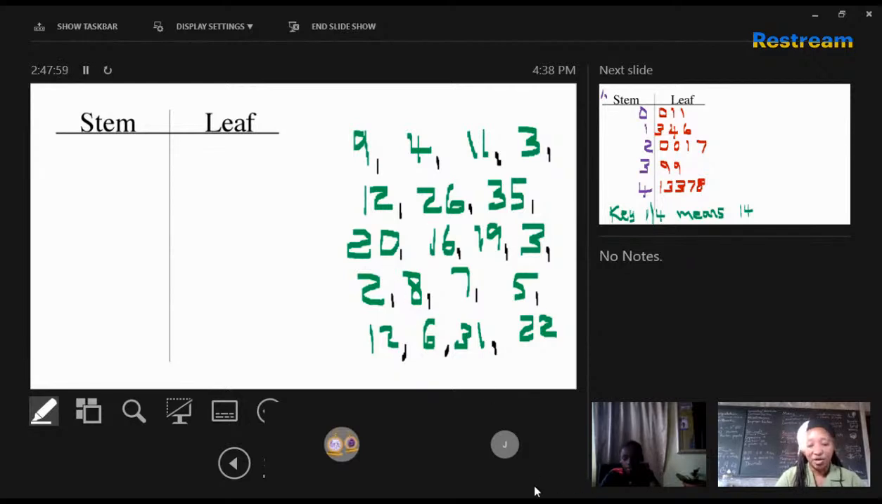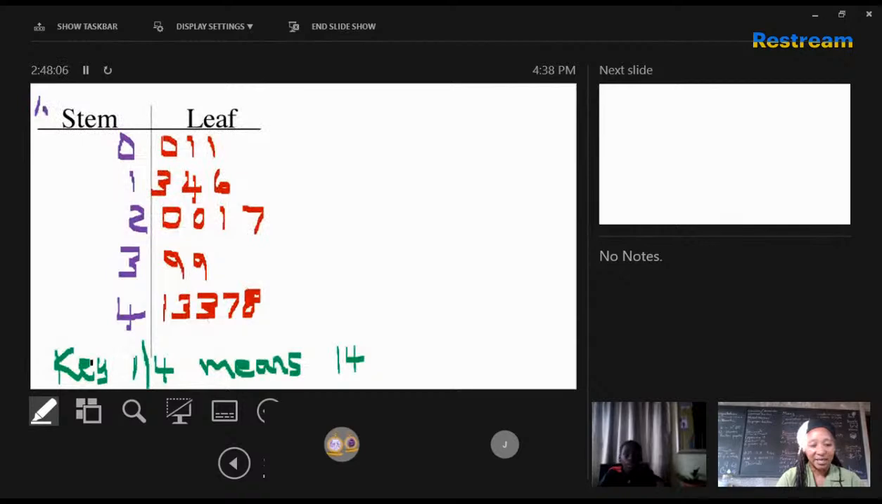For the single digit numbers then, and by the way, you would see a key. Let me show you. So this key, for example, says wherever you see a 1 in the stem and a 4 in the leaf, you are to combine them, and it means 14. Likewise, the 0 and the 1, 0, 1 is the same as 1. So 1, 3 would be 13, 1, 4 would be 14, 2, 1 would be 21.